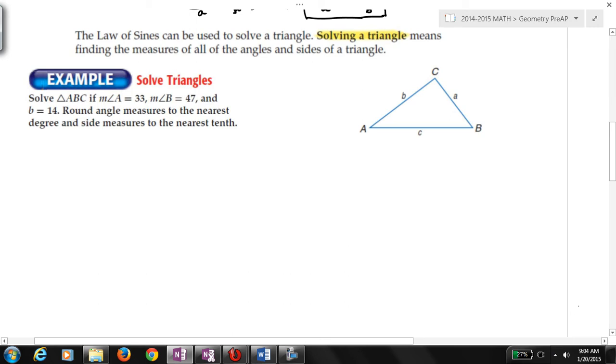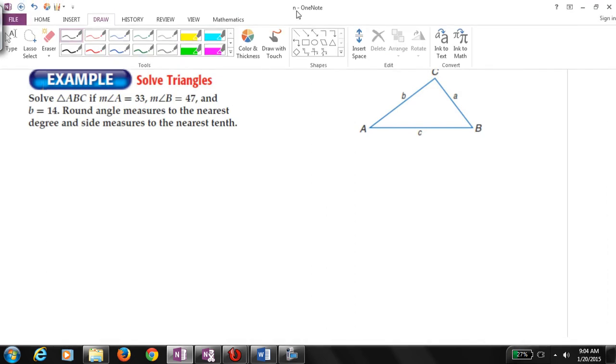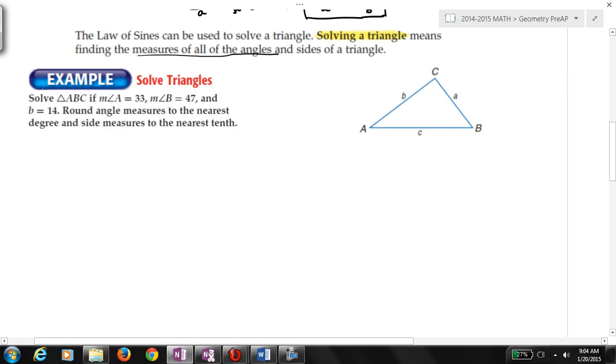Alright, this next example, we're going to use law of sines to solve a triangle. Once again, make sure that you understand vocabulary. Solving a triangle, when you read the directions, it just basically means find the measurements of all sides and the angles as well. Alright, we have this diagram here, and we have this information.